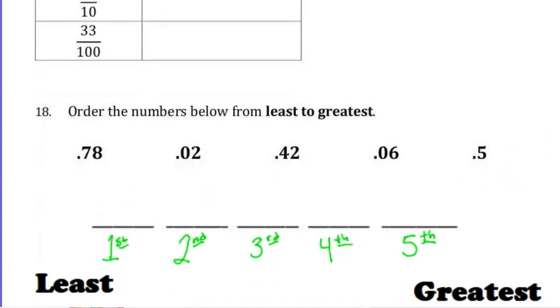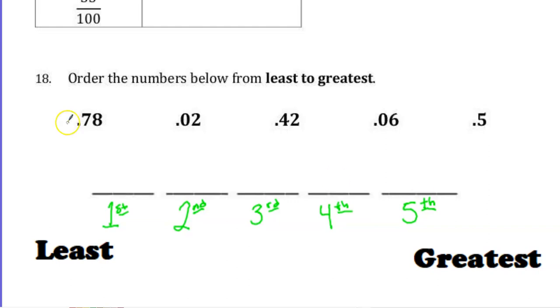And our final question, order these numbers, 78/100, 200, 42/100, and 6/100, as well as 5/10, from least to greatest. Remember, you can't compare them if they're not all hundredths. So make the adjustment and then write it from least to greatest. Which one is your lowest, second, third, fourth, and then my greatest number?